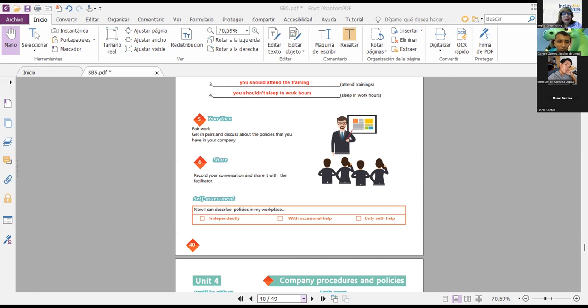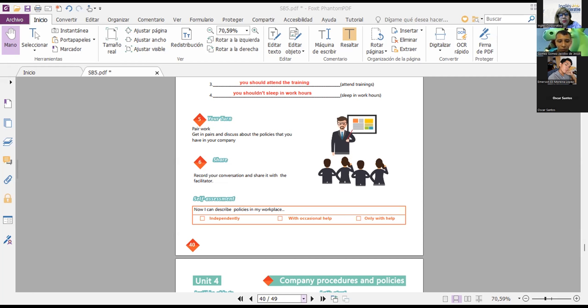You shouldn't make your phone call longer. Repítalo, teacher. You shouldn't make your phone call longer. Long, así como long. Longer. Long, de largo. Long, er, longer. You shouldn't make your phone call longer.